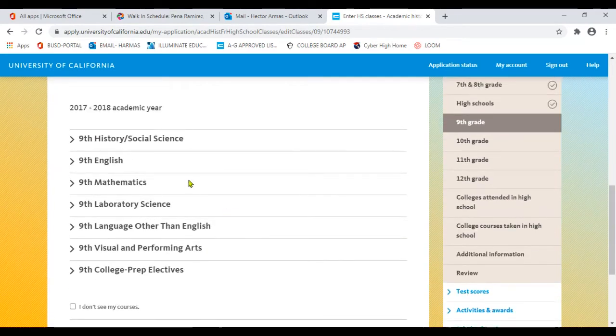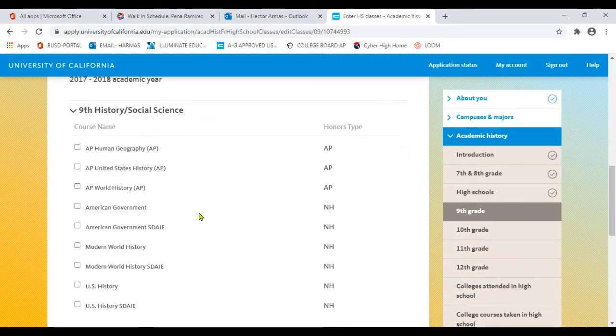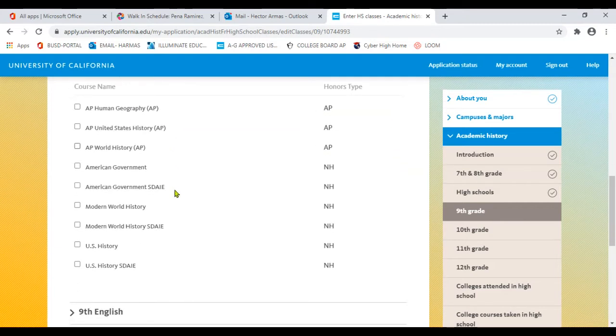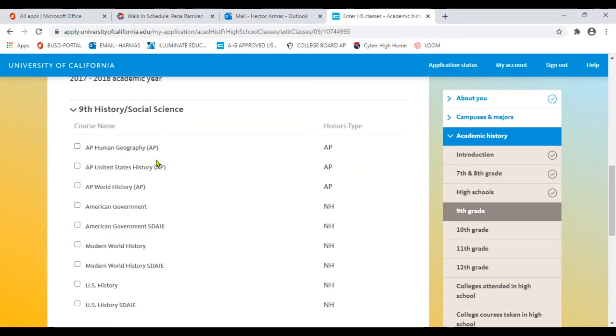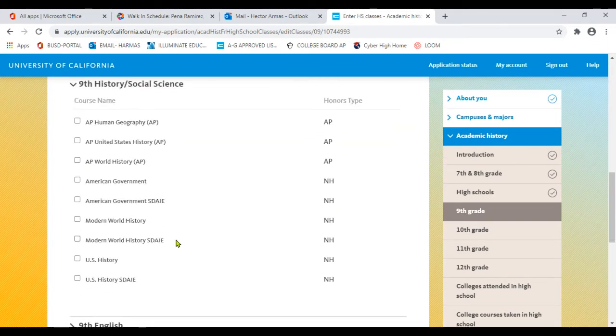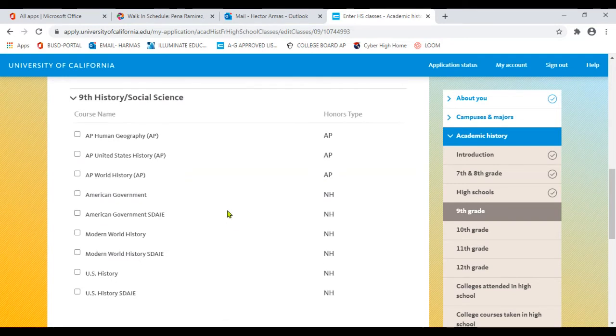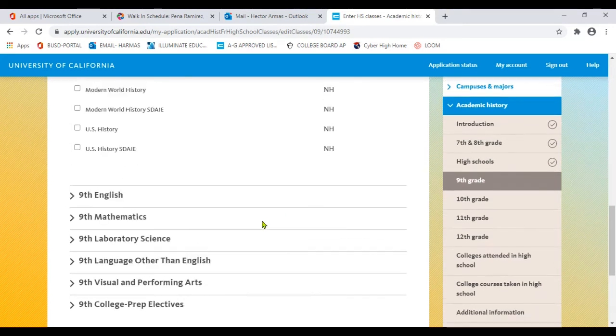And then if you notice, it says here, I don't see my courses. So let's start off with history, social science. I'm a 9th grader. We know that some 9th graders took AP Human Geo, but I didn't do that. So I'm not going to include anything here because I don't have my history here. I know I took ethnic studies, and ethnic studies is under history. So most likely my ethnic studies is going to be under college prep elective. So I'm going to leave that blank because I didn't take any of these courses. Now I'm going to go to English.